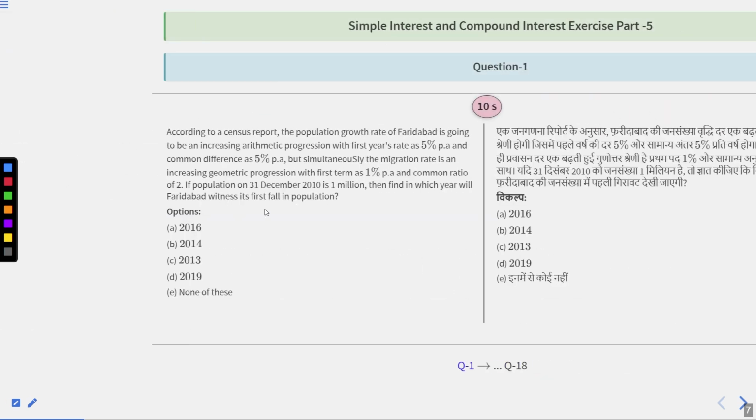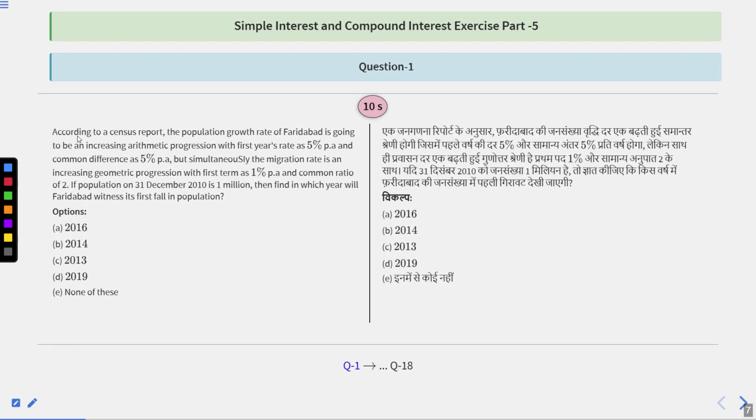Now we'll see some questions. The first question is: according to the census report, the population growth rate of Faridabad is increasing in arithmetic progression with first year rate 5% per annum and common difference 5% per annum. But simultaneously, the migration rate is increasing in geometric progression with first term 1% per annum and common ratio 2. If the population on 31st December 2010 is 1 million, in which year will Faridabad witness its first fall in population?